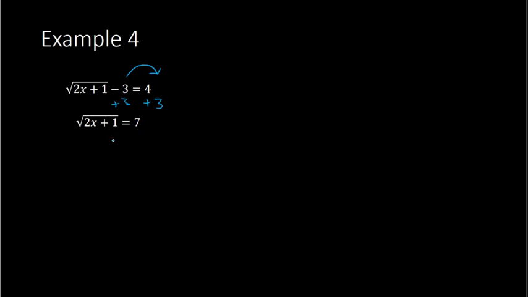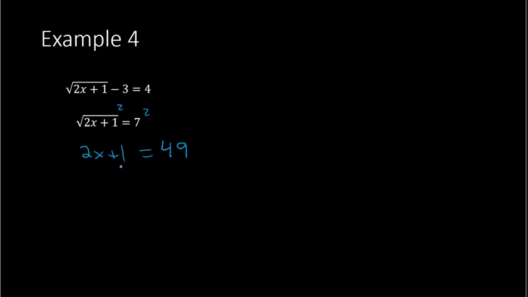All right, now here at this point, once we have the square root isolated, now that it's by itself, I can now get rid of the square root by doing the inverse of square rooting, which is going to be squaring. So I square both sides. So when I square both sides, on the left side, the square and the square root undo each other, and I'm left with 2x plus 1. And the right side, I have 7 squared, which is 7 times 7, or 49.